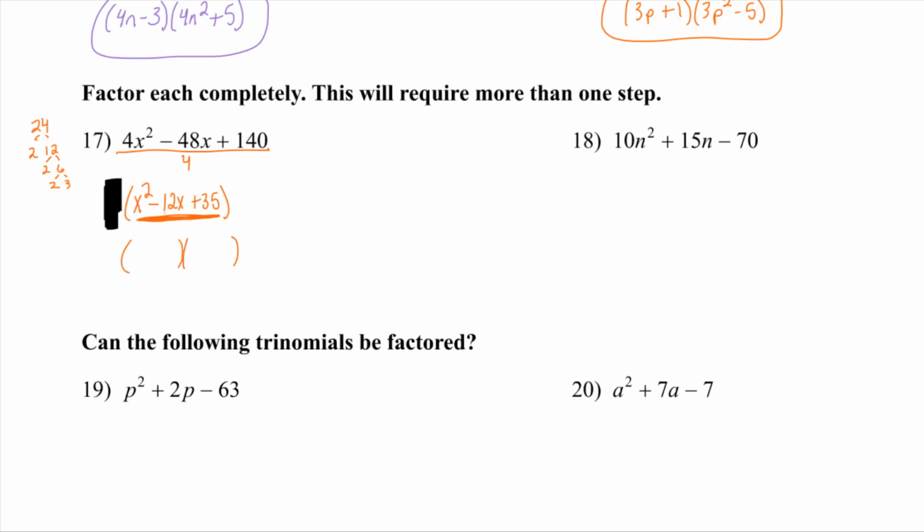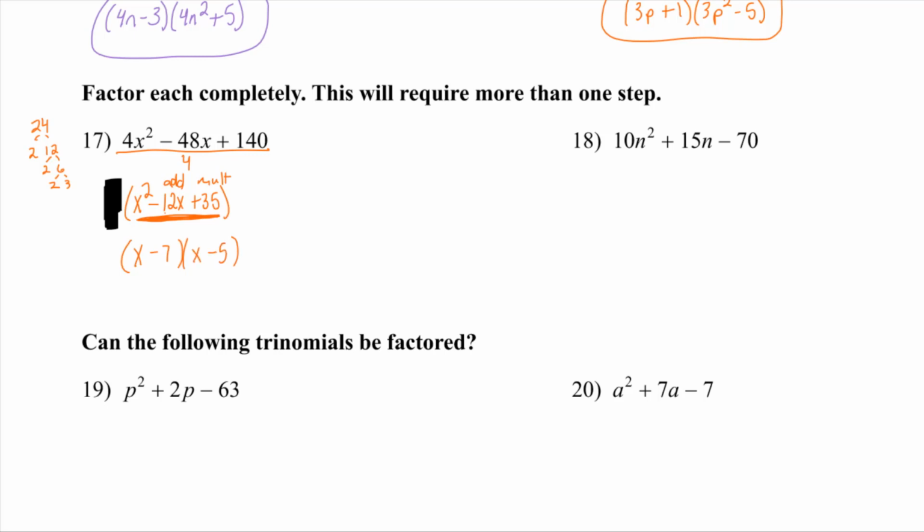It's a trinomial that does not have a square root, so definitely 2 parentheses. And it doesn't have anything in front of this x squared, so we want to just say what multiplies to get 35, that adds to get negative 12. And so that's going to be a minus 7 and a minus 5.